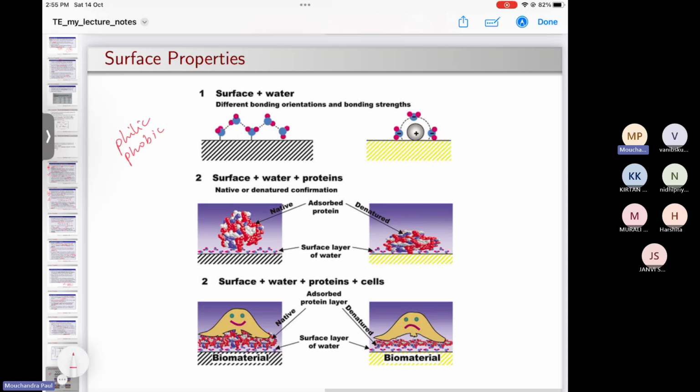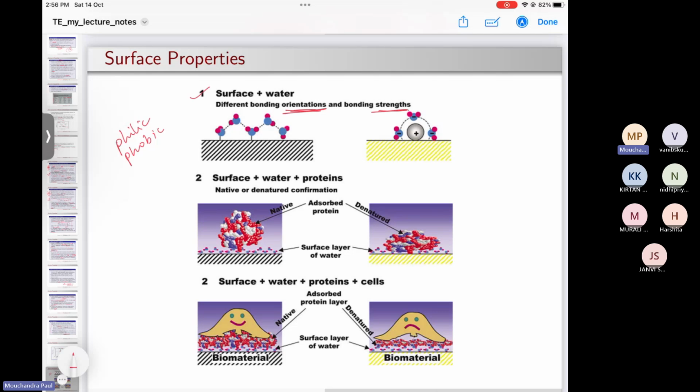So depending on the surface type, your water molecule will adsorb, and how they are adsorbing, what kind of bonds are involved, will dictate the orientation and the strengths of those bonds. Okay, so it can form a cage kind of a thing, or it can strongly adhere to the surface. So first, surface and water molecule interaction takes place.